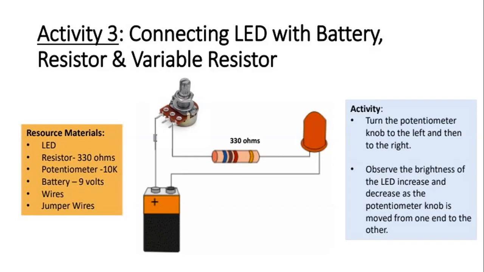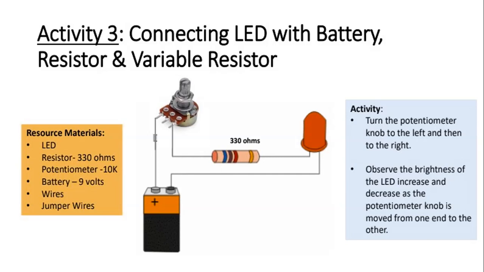About activity 3, connecting an LED with a battery, resistor and variable resistor. Whenever we have to change the brightness of an LED from minimum to maximum, we require a pot. We can replace a switch with a pot, or variable resistor.